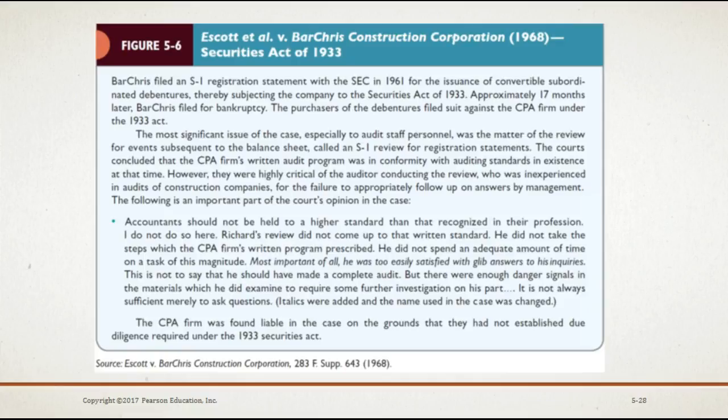The second noteworthy change to the audit practice is that greater emphasis began to be placed on the importance of the audit staff in understanding the client's business and industry. You can find figure 5-6 on page 125 of your textbook.